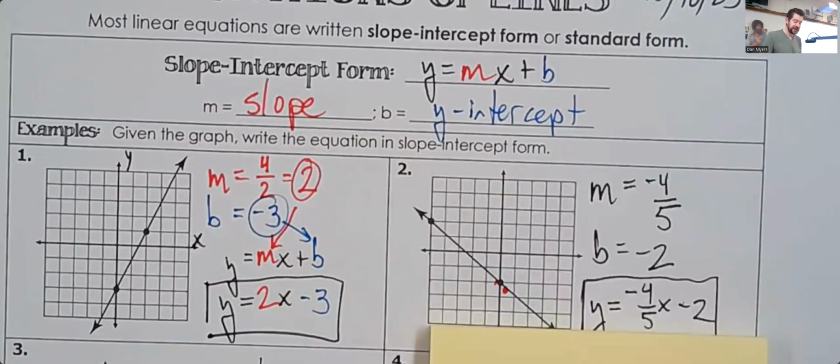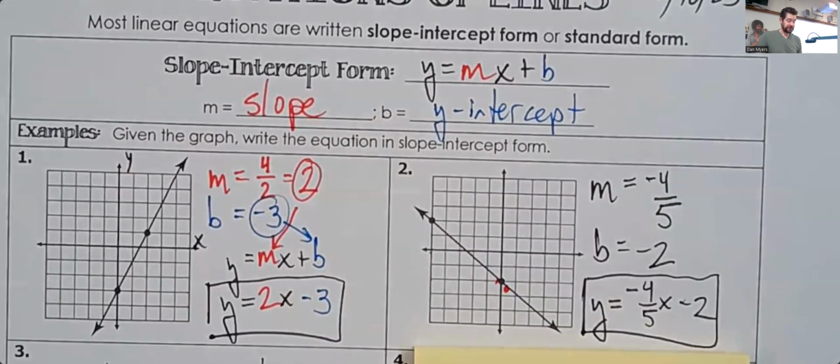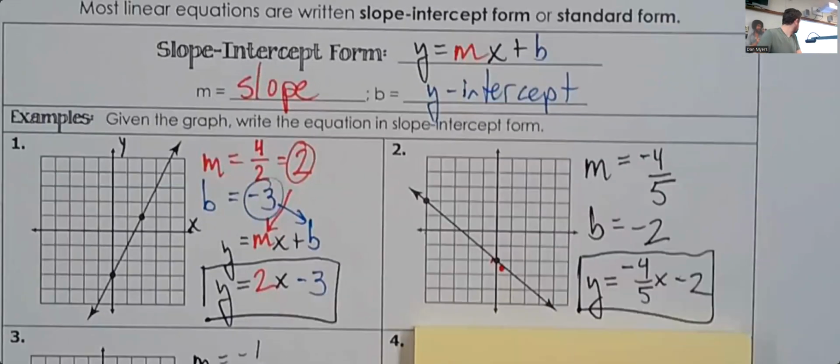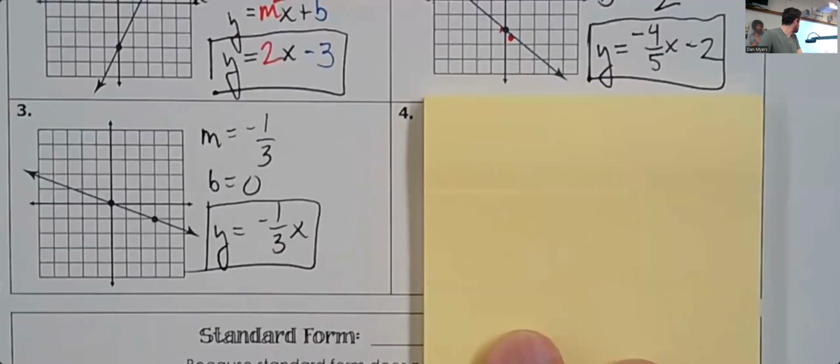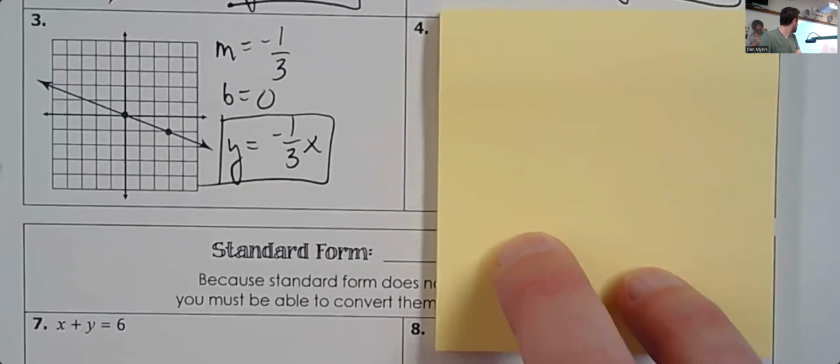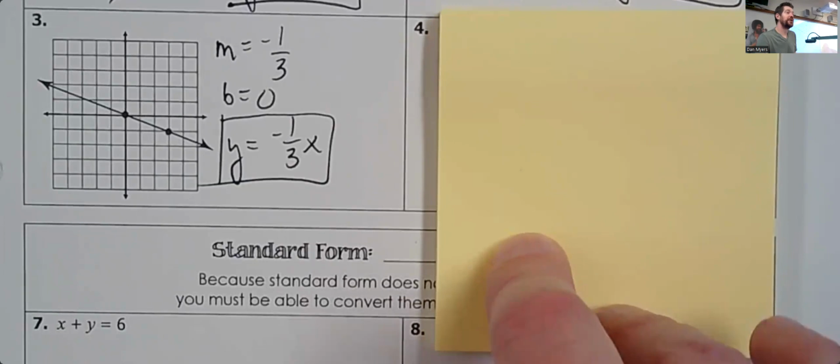All right, let's take a look. So problem number 3, our slope for number 3, eyes back up here. Slope for number 3 is -1/3 because we're going down 1 over 3. The y-intercept is 0 because it's right in the middle of the graph. So we're going to write y equals -1/3 x.